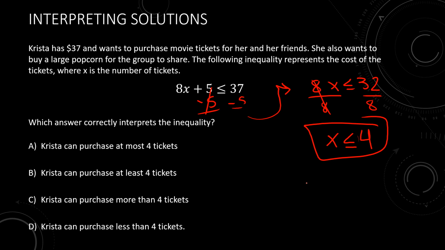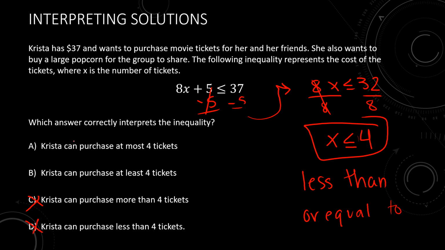So remember, this is the same as less than or equal to. So Krista can purchase at most 4 tickets, at least 4 tickets, more than 4 tickets, or less than 4 tickets. Well, she can't purchase more than 4 tickets, right, because she can't purchase 5, and she can purchase 4, so it doesn't have to necessarily be less than 4, which would be like 3.